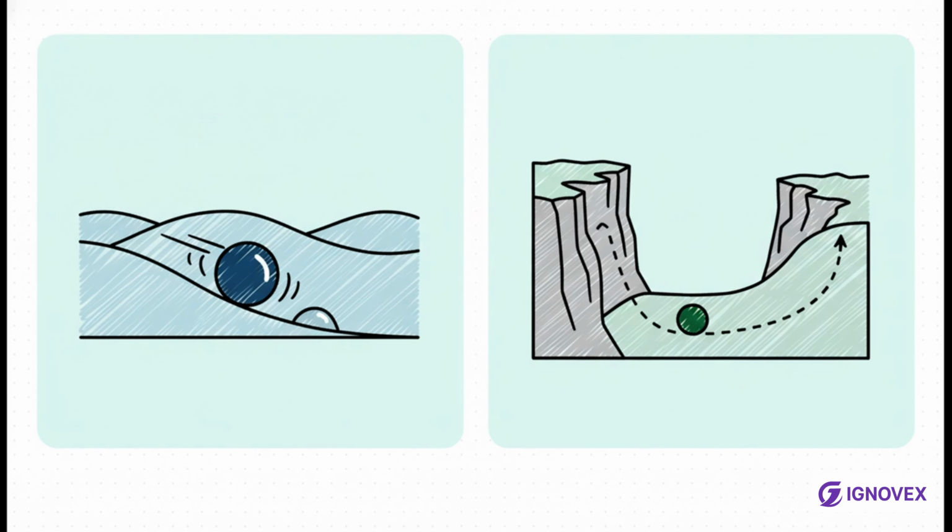Well, first you've got momentum. Picture a big, heavy ball rolling down a hill. It builds up speed, right? And it can just plow right over any little bumps or dips in the path. That's momentum. It helps speed up the learning.